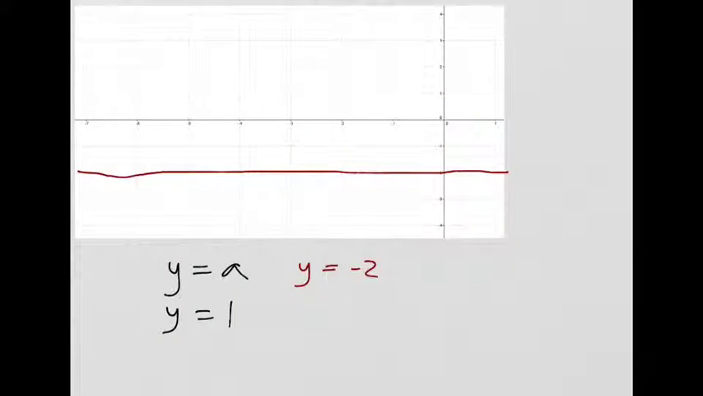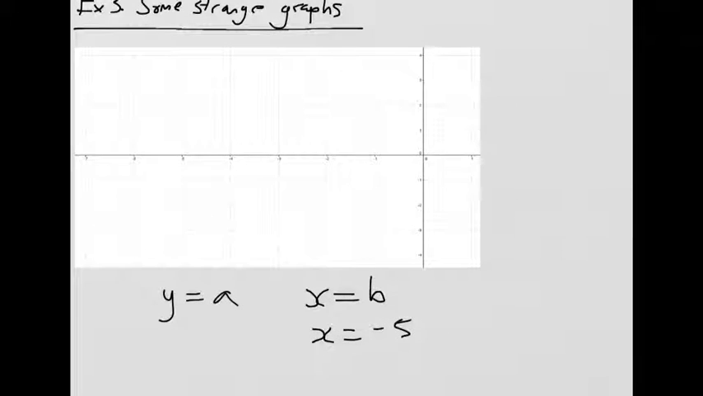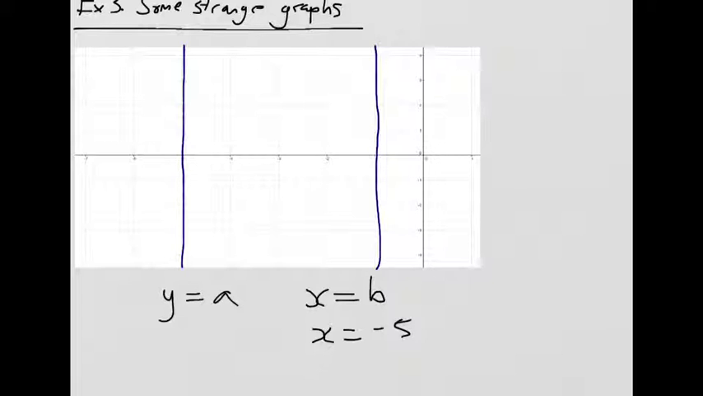Vertical lines have a little bit of a different form. Okay, vertical lines look like this. They have the form x equals some other number, b in this case, where b is just another real number. Okay, so if I had something like x equals negative 5, that would be a vertical line going through the point negative 5 on the x-axis. Or if I had x equals negative 1, that'd be a vertical line at negative 1.